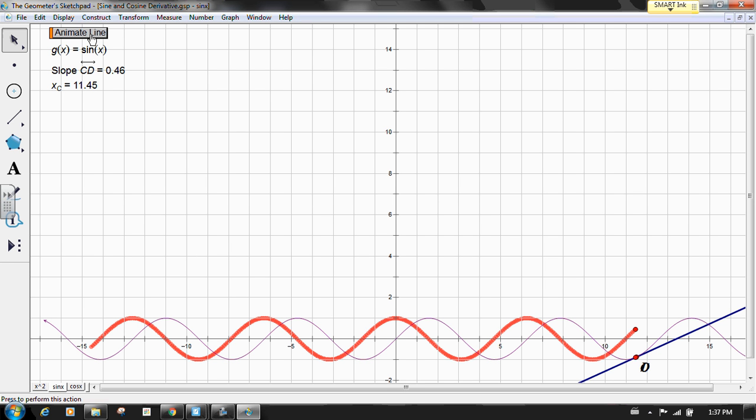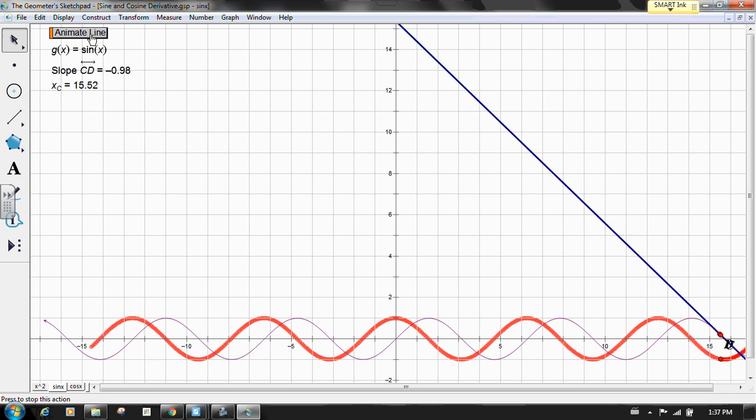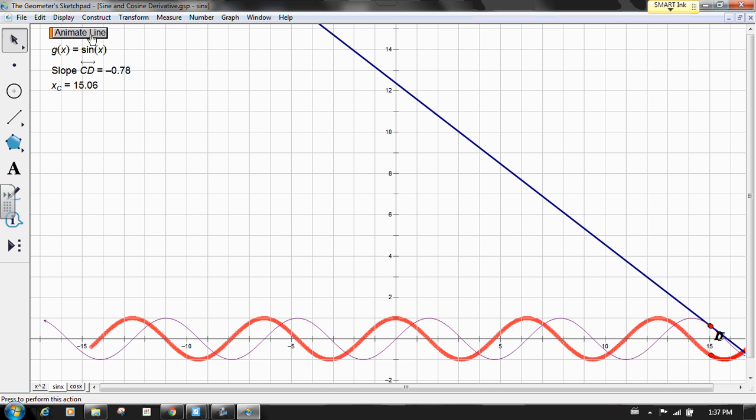Hopefully in your brain you're saying, oh my goodness, that's the graph of cosine, because in reality the derivative of sine is cosine. As you can see, it's exactly cosine, so nothing tricky at all. So the derivative of sine is cosine.